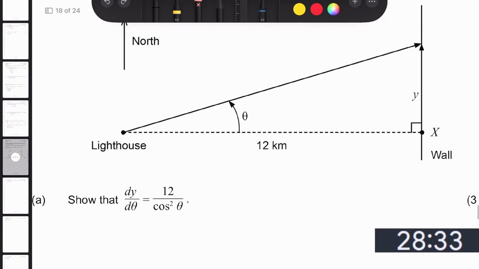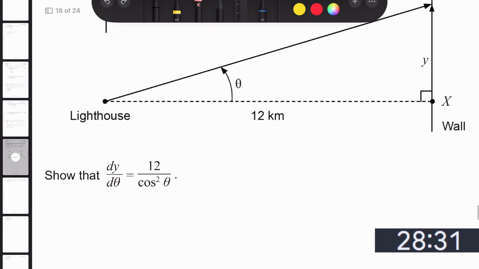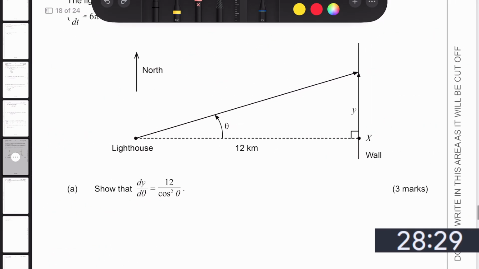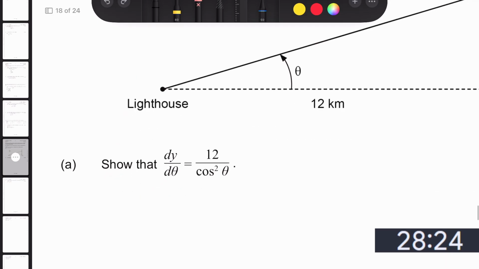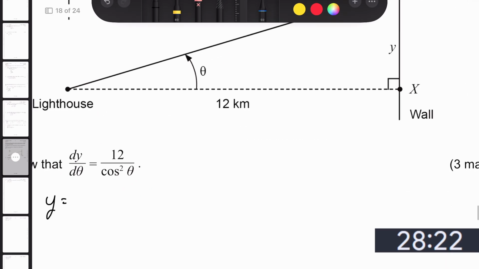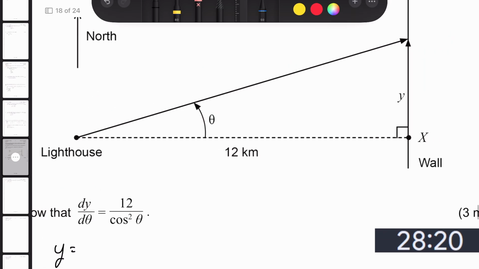Alright, dy d theta. Okay, well I think this is going to be what? Okay, so y equals, that's going to be what, 12.